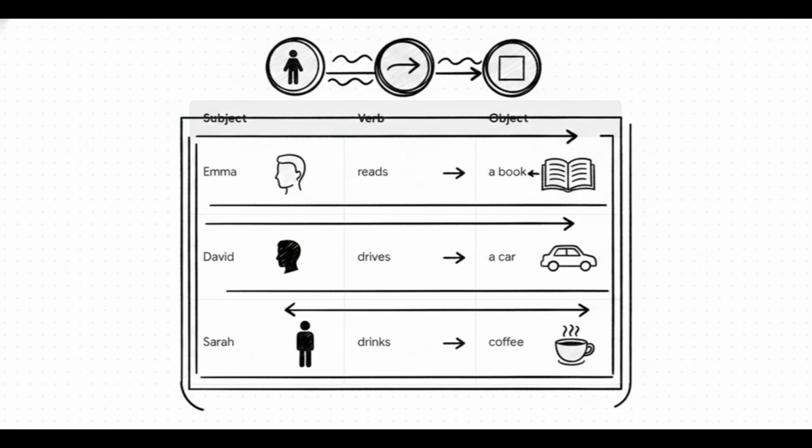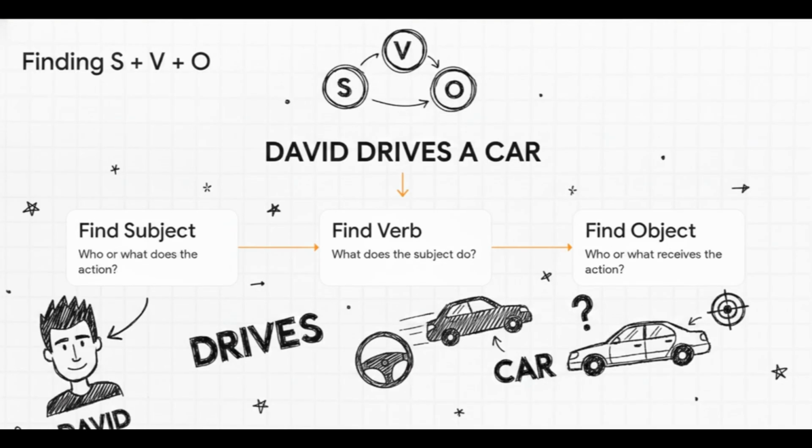It's incredibly reliable. To make this completely foolproof for yourself, you can use a simple mental 3-step process for analyzing or building literally any sentence. Let's use David drives a car as our test case. Step 1. Find the subject by asking who or what does the action. Well, who drives? David does. Step 2. Find the verb by asking what does the subject do? What does David do? He drives.